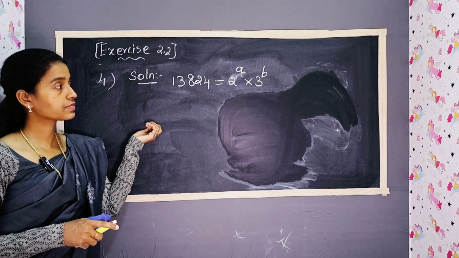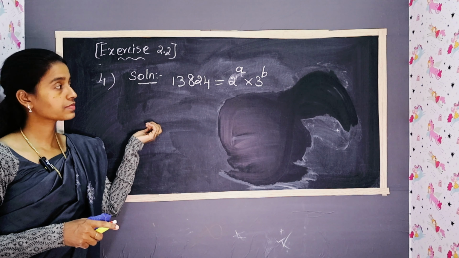So now we can find out the factors using the L method. For finding factors, I should draw the L shape. Inside I should write this number, 13,824. This is nothing but dividing this number with the very smallest number as divisor.